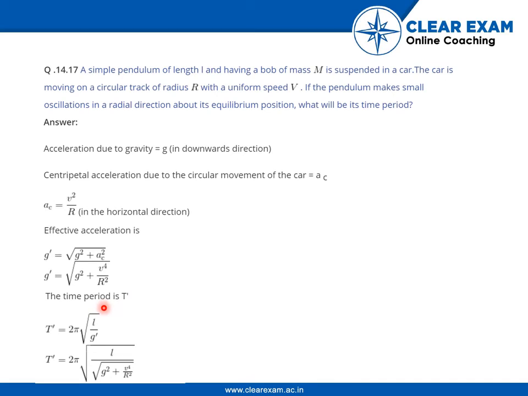The time period is T dashed. So we can write T dashed as equal to 2 pi root over of L by g dashed. Now if we put in the value of this in place of g dashed, we can get the value of T dashed.